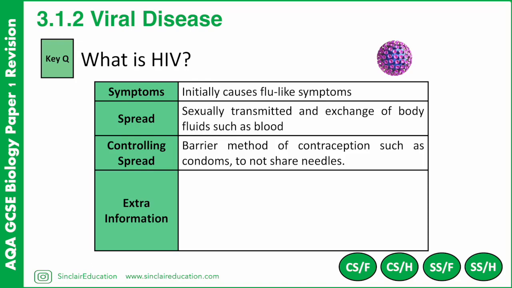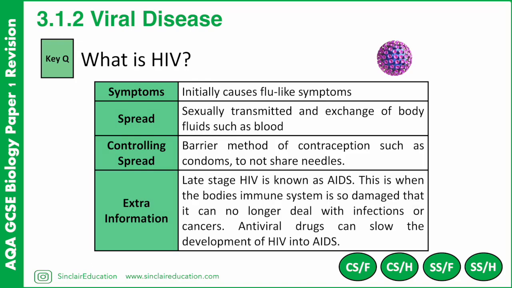There are some additional points that fit into the specification that are worth being aware of. So later stage HIV is known as AIDS, and this is when the body's immune system is damaged. And it means that that immune system is no longer able to effectively deal with minor infections like colds or actually picking up cancer cells that might be in the blood. But we can use antiviral drugs that can slow the development of HIV into AIDS, and so almost delay the onset of the actual issue that will come about here with the immune system.